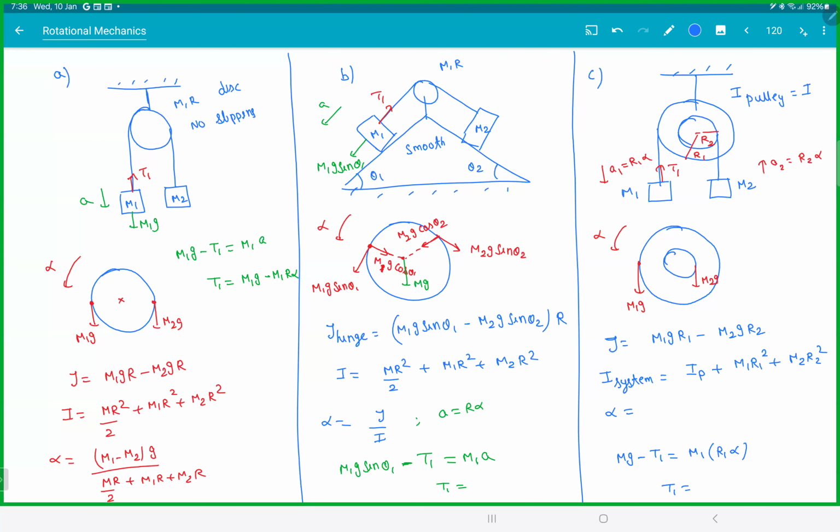If they ask you tension in the string, you have to draw the FBD of the block. This will give you alphas. From there you can figure out the accelerations.